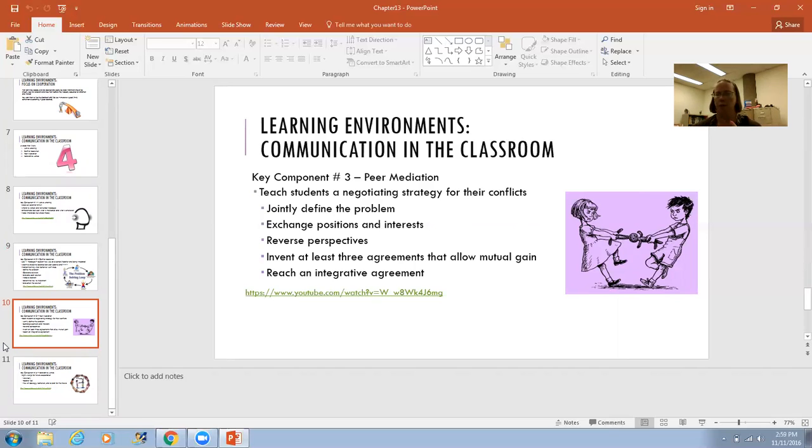So we ask them to say, oh, if you were Susie, how would you feel? If you were Johnny, how would you feel? And then we would invent at least three agreements that allow mutual gain. We want to create this idea that there are multiple ways that a solution can be reached. And then we work to reach an integrative agreement. So something that allows both students to be heard, or multiple students to be heard, and then we arrive at some kind of resolution so that everybody feels like they were given value.